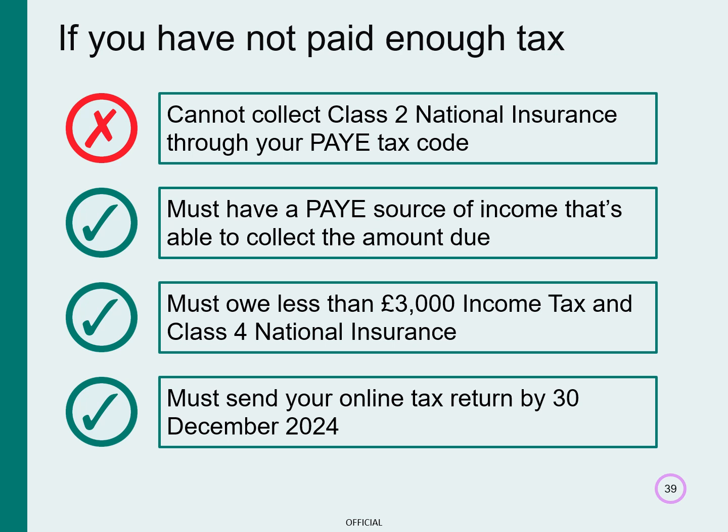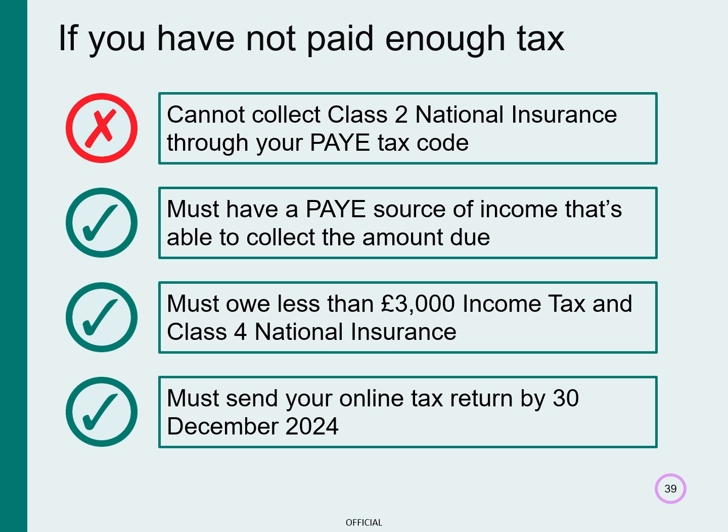We cannot collect any Class 2 national insurance through your PAYE tax code. This must be paid by the 31st of January from the end of the tax year. You must have a PAYE source of income, and the income from this must be enough to collect the tax due. You must owe less than £3,000 in income tax and Class 4 national insurance. If it's more than this, we won't be able to collect any of the tax due through your tax code.